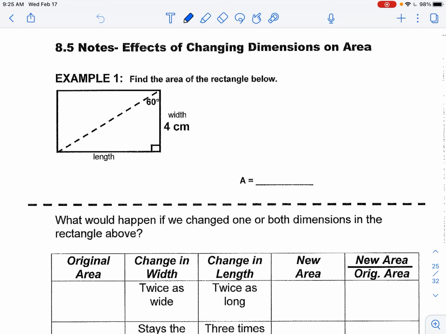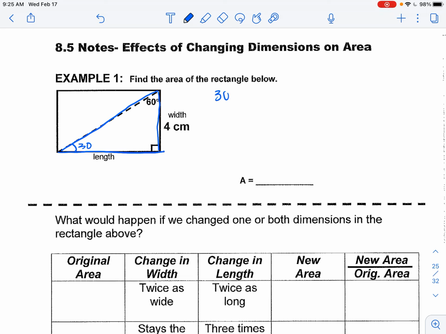In this video, we'll take a look at the effects of changing dimensions on area. So here's our first example. Find the area of the rectangle below. All right, so if we're given that this angle is 60 and we've got a right angle here, that means this angle has to be 30 if we're looking at this triangle.